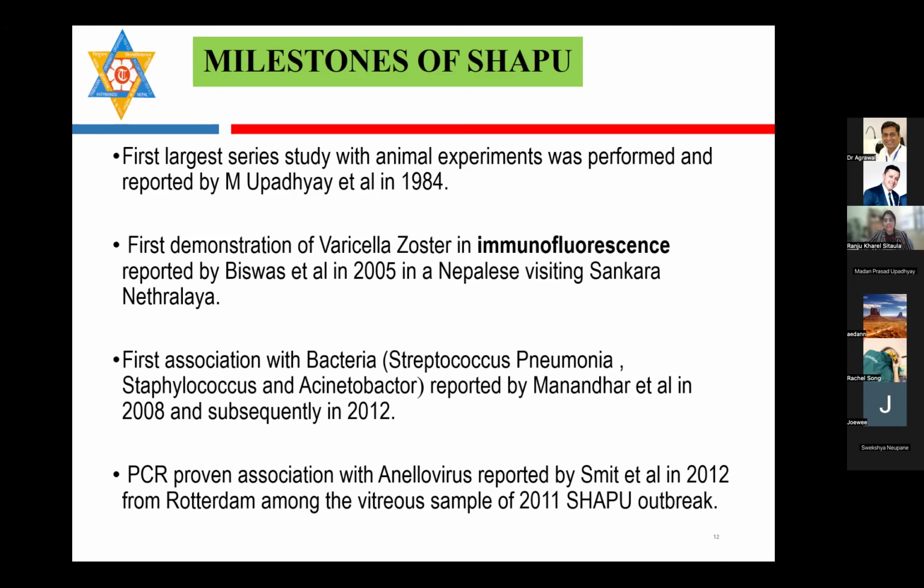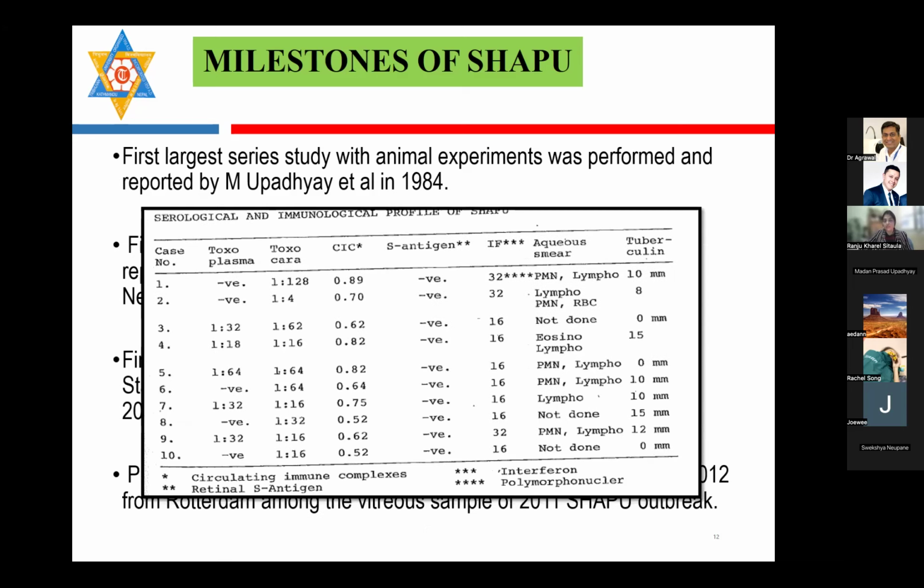There were variations in presentation, and this was the first largest series study where the samples were taken with the support of the Proctor Foundation, and they were analyzed to rule out other causes of leukocoria and uveitis.